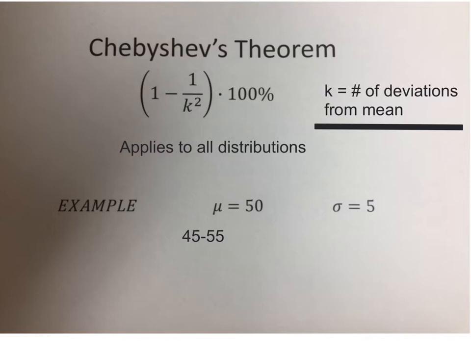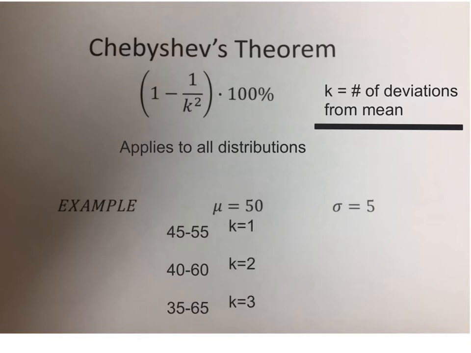So let's look at these three intervals for a second. In the first interval, since I'm one deviation away, my k value would be 1. In my second one, 40 to 60, my k value is 2. And in my third, my k value is 3.